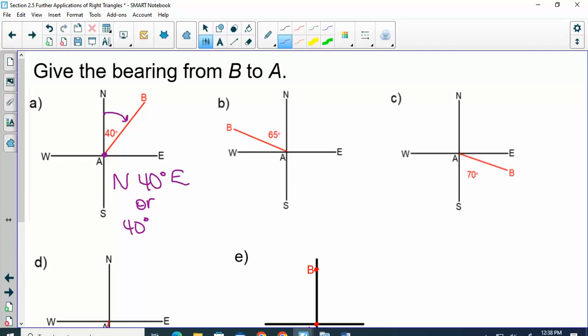All right, this one. If I'm starting at A to get to B, which direction do we go? Okay, then from my north-south line, we go 65 degrees west. The second notation is a single degree measure from due north going clockwise. So how many degrees would we have to spin? 295. And we get that by doing 360 minus 65.